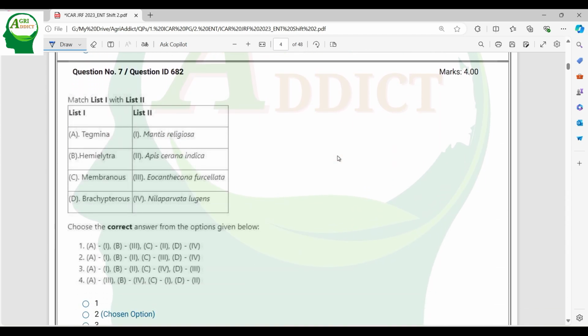Next question is a match the following type question. So here tegmina is there. You all know that in the praying mantis the forewing is thick and leathery, that is tegmina. Then hemelytra is there, that is Eucanthocona purcellata. You all know this is a predatory pentatomid bug, or that is called a shield bug.